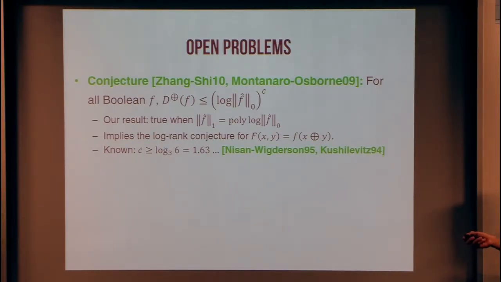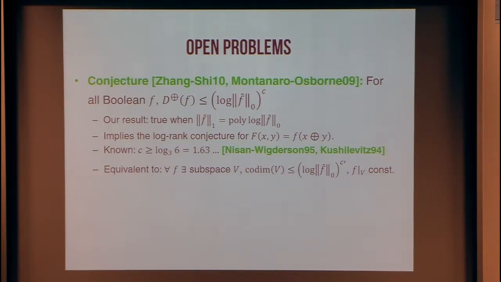This c must be at least log of 6 to the base 3, which is 1.63. If you're into that kind of stuff, you can probably recognize this mysterious constant, where it comes from. It's basically the construction which separates the deterministic communication complexity from the log rank. Another thing which is known is that this is equivalent to the following, which seems easier: for any Boolean f, you can find a subspace V with codimension at most polylogarithmic in the sparsity, such that f restricted to V is constant.